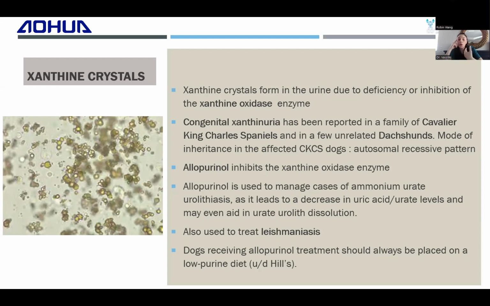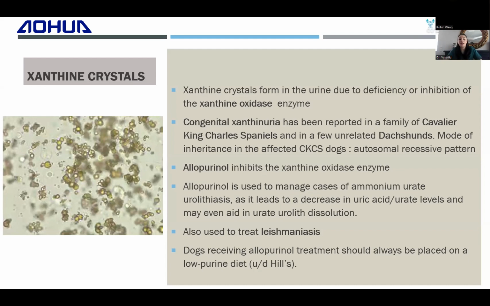Congenital, there is also congenital xanthinuria. I wanted to have all the details here for you to have them in one slide, okay, for every crystal. So congenital xanthinuria has been reported in Cavalier King Charles Spaniels and in a few Dachshunds, but the Cavaliers are really, we really have to monitor them. And the mode of inheritance is autosomal recessive pattern in the Cavaliers.